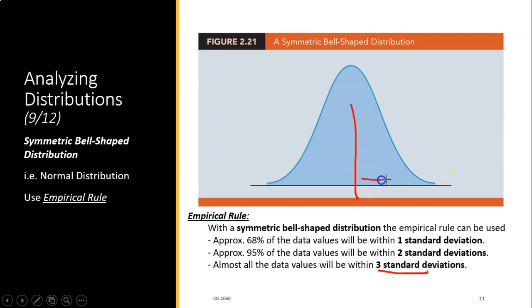So if you go out from the center, 1, 2, 3 standard deviations to the right, and then do the same to the left, they call that plus or minus 3. Supposedly you get almost all the data. It's like 99.997% of the data. All right, this is the basic empirical rule, and this is for symmetric bell-shaped distributions. Right, this is important because this is kind of how statistics is valued.